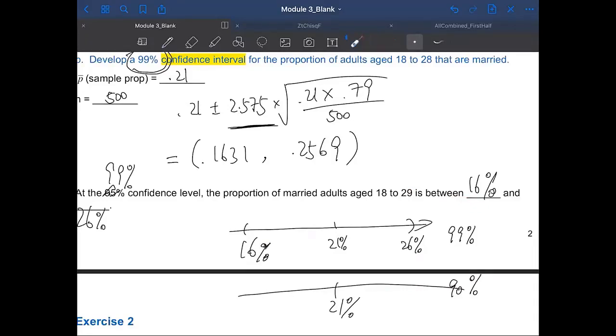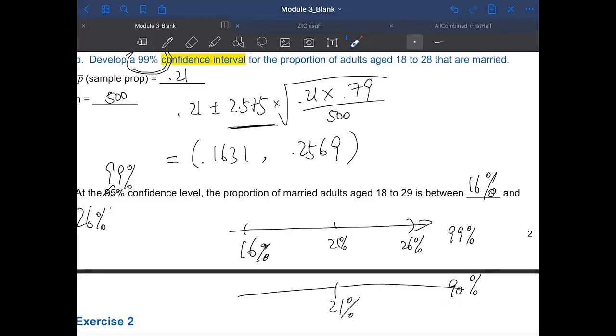So when I change from 99% to 90%, do you think it's going to become wider or narrower? Narrower means the interval is going to be from here to here. Wider means it's going to be from here all the way to here, right? If your confidence level drops from 99% to 90%, what's going to happen to your confidence interval? Is it going to become narrower or wider?